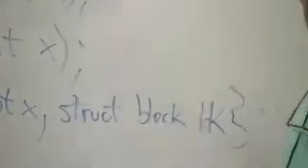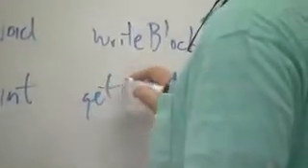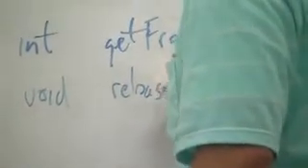You need to get a free block. Yes, so int get free block. And I don't have to send it any arguments. I just say, give me a free block. What else might I need? To release it once you've finished. Yes, so void release block, and I give it the block number.